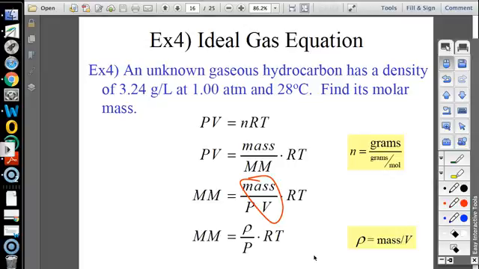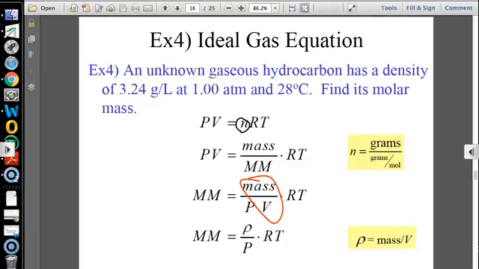So the density one. An unknown gaseous hydrocarbon has a density of 3.24 grams per liter. Find its molar mass. And so, go with me, okay? You have PV = nRT, okay? n, this n right here. And I might need to just show you the steps. But in moles, and this is on the yellow formula sheet, moles is equal to mass divided by molar mass.